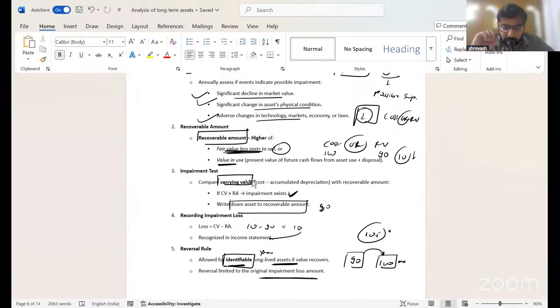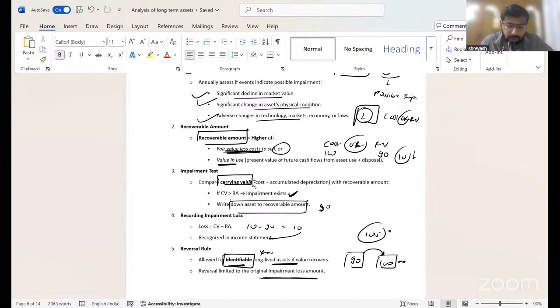If the recoverable value is 90 and it goes to 105, then you can only reverse till 100, which was the original carrying value from where you impaired. तो उतना ही आप करोगे, उससे ज़्यादा नहीं करोगे. So 10 rupees is what you can reverse, nothing else.